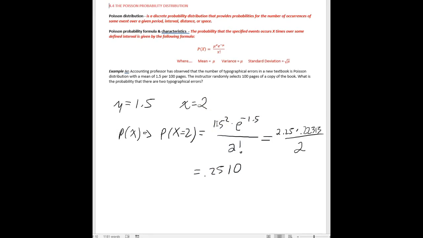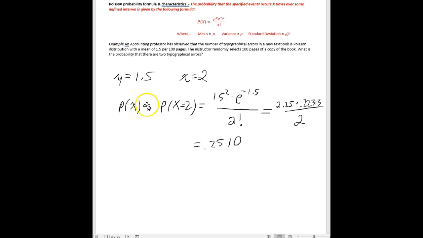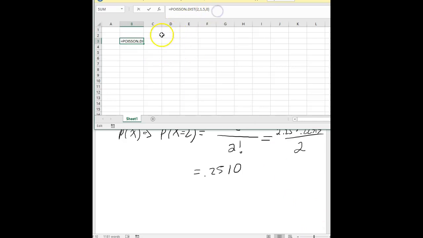If I asked you the question, okay, well, what's the probability of at most 2 typographical errors? How would you do that? You could do this formulaically, with the formula, and it would just be adding the probability of x equals 0, doing the formula for that, the probability of x equals 1, doing the formula for that, and the probability of x equals 2, doing the formula for that, adding those all together. You could do that. You could also come over to Excel and do it like this, changing this 0 to a 1 and saying, I want the cumulative, meaning I want everything up to that point, and it would give you this number.